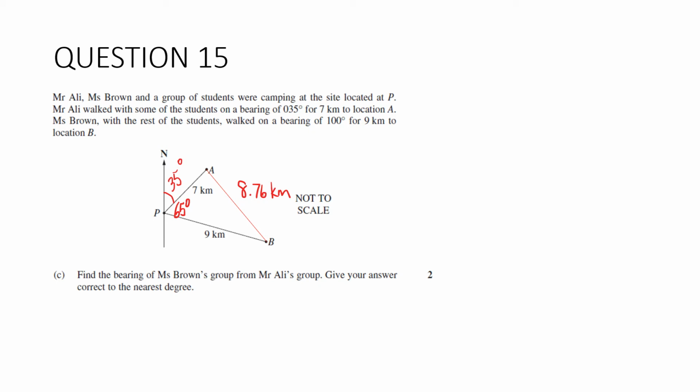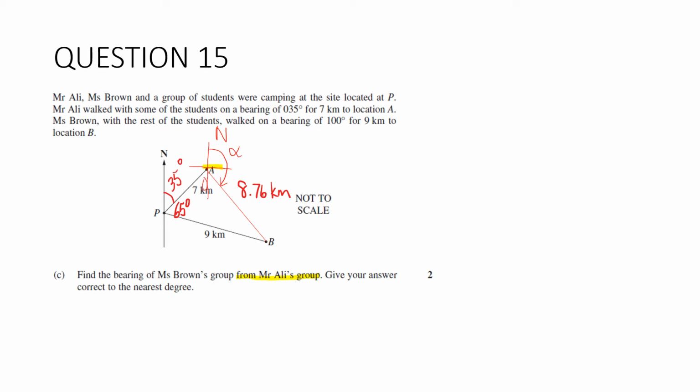Part C. Find the bearing of Ms. Brown's group from Mr. Ali's group. Give your answer correct to the nearest degree. Most important word with bearings questions is the word from, because whatever comes after it is where we put our compass. So we need to redraw the compass at point A, so in here. Now I want to go from north, clockwise direction until I hit that arm, so that's the angle that we're after. But we've got a bit of work to do first.